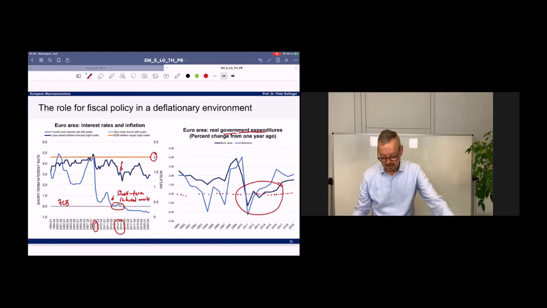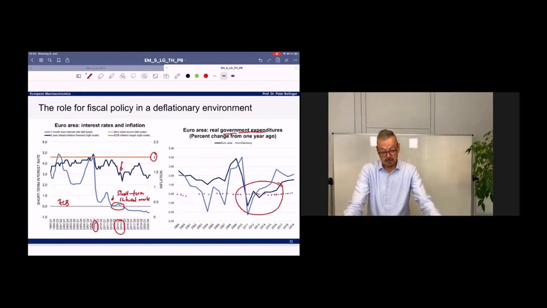And here you can see a good example where the macroeconomic policy assignment did not work. While the governments pursued austerity and created a deflationary situation, the central bank was at its limits and could not really do very much to help the euro area out of deflation.